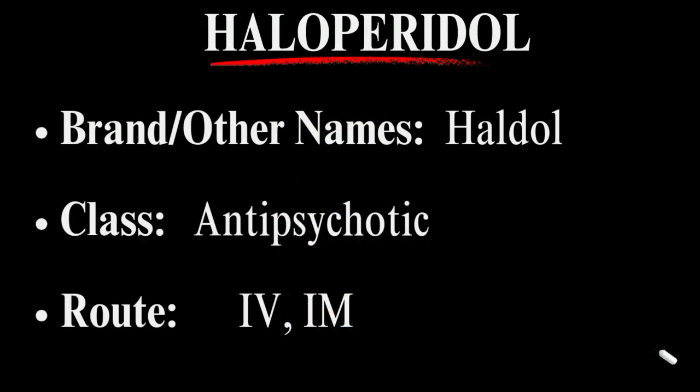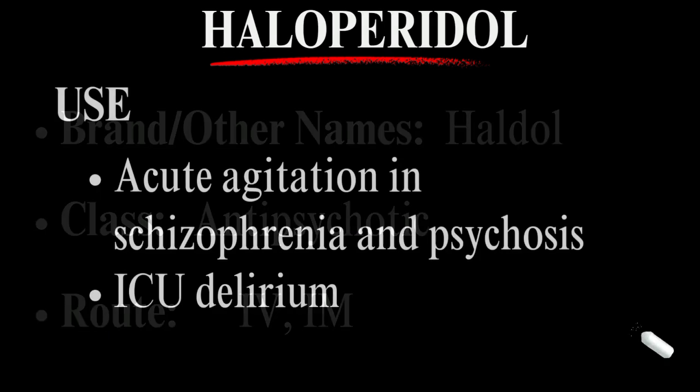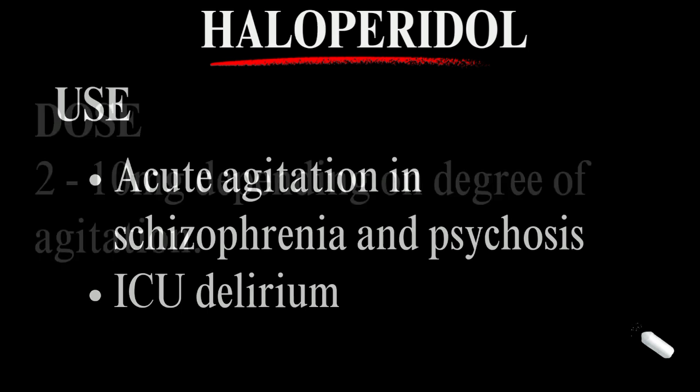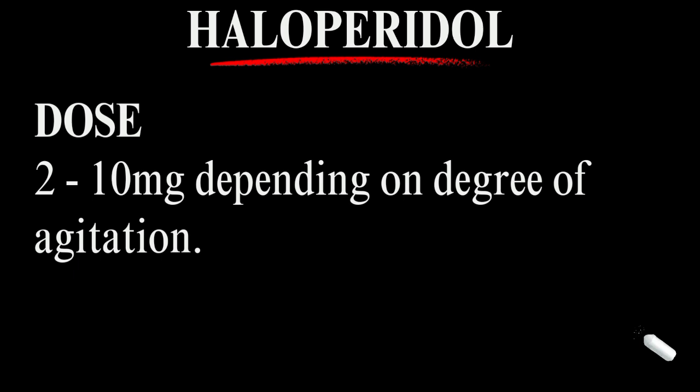Haloperidol is sold under the brand name Haldol. It's an antipsychotic and it can be given IV or IM. It's used to manage acute agitation in schizophrenia and psychosis, and also for the management of ICU delirium. The dose is 2 to 10 milligram depending on the degree of agitation.